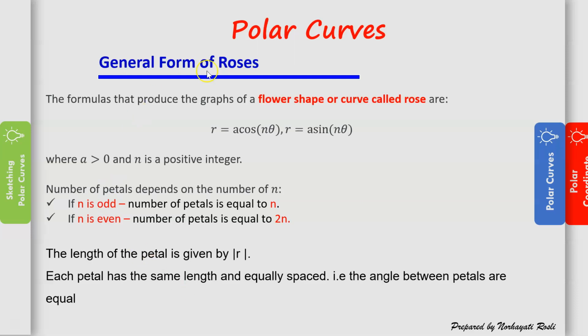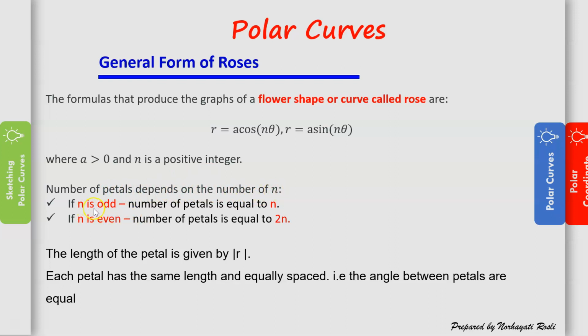Roses are given by the formula r equal to a cos n theta or r equal to a sin n theta. This formula will produce a graph of a flower shape, that is, we call it a rose, where the value of a should be greater than 0 and n is a positive integer. For these roses, when we plot, it will have petals, and the number of petals depends on the value of n.